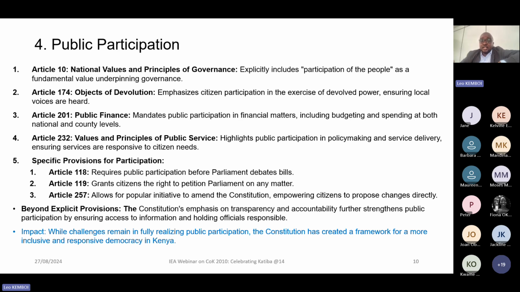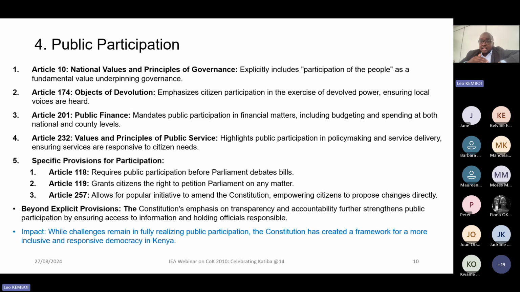requirement, Article 10. Article 10 spells out what forms that public participation is one of the national values. And then, for example, in Article 132, the most powerful political player, the president, is required under Article 132 to report on the progress of values under Article 10.